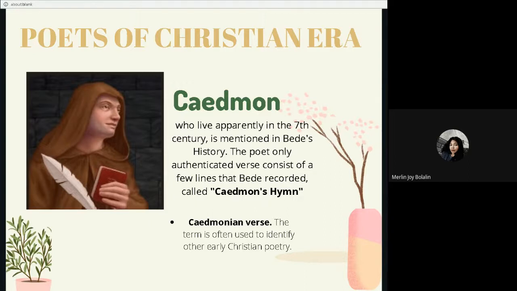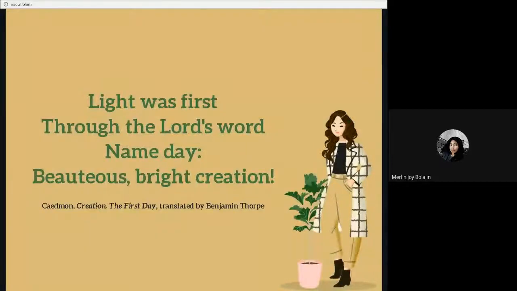So, yung style ni Cædmon, naging instrument siya for other researchers that study language para ma-identify yung style ng isang poetry if this is from Old English or the Middle English. Ganun. So, I have here another example of Cædmon. Quote, light was first through the Lord's word named day, beauty should bright creation. It is a quote of Cædmon in his work Creation the First Day, and it was translated by Benjamin Thorpe.